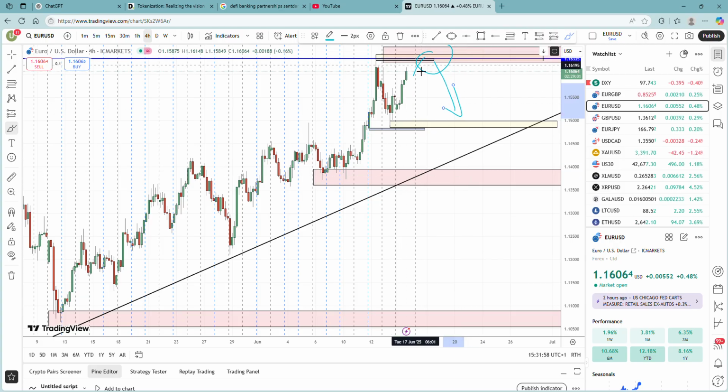So right now, you wouldn't sell, you wouldn't buy, you'd be getting ready for it to come to this level. Once it does and you can see a bearish candlestick close, that's when you can enter a sell trade.